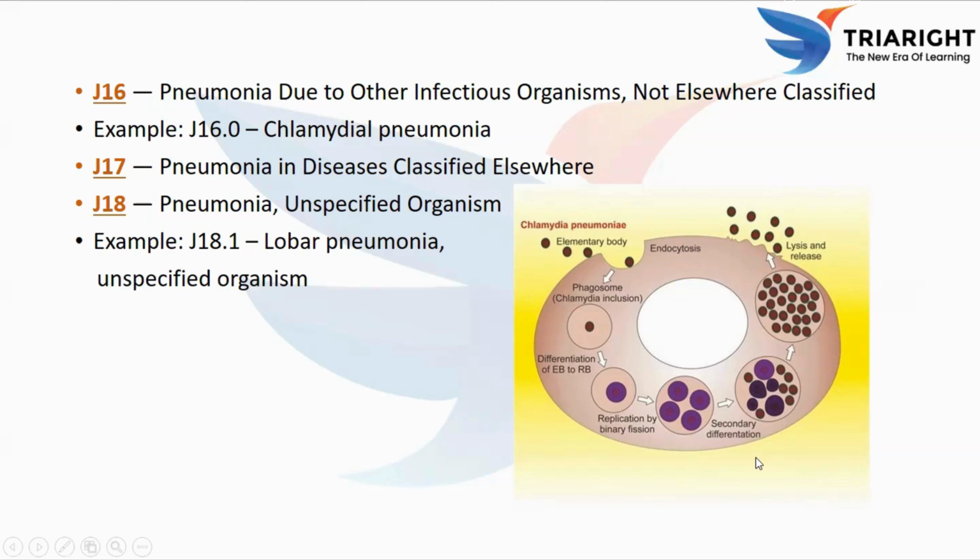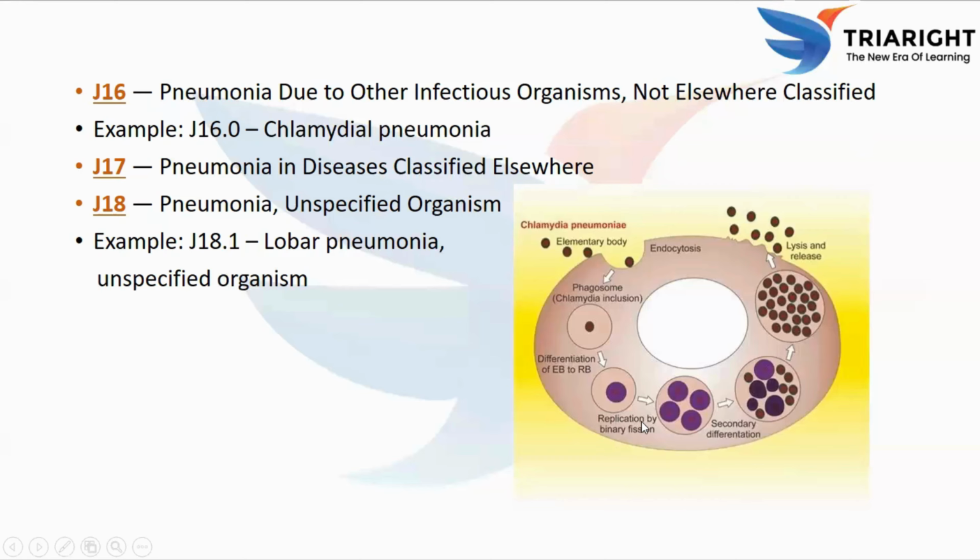So what are the steps in chlamydia pneumonia? This is the life cycle of chlamydia inside a host cell. You can see the elementary body. It's a small infectious form which enters the host cell via endocytosis. Next, phagosome formation. The elementary body is enclosed in a vesicle called a phagosome, which is nothing but the chlamydial inclusion. Then the EB transforms into the reticulate body, which is the active replicative form. So elementary body into reticulate body.